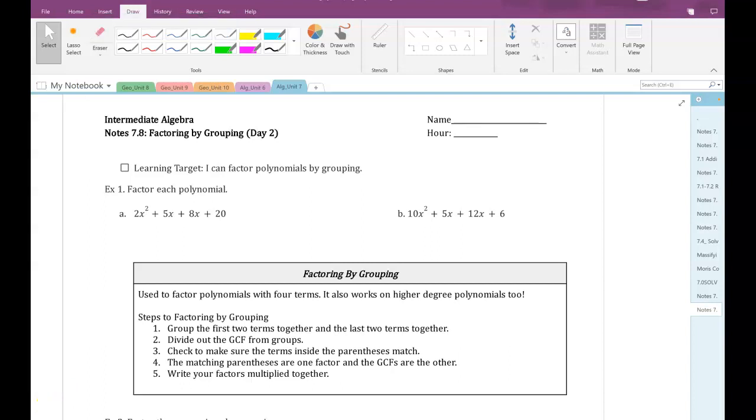We're doing day 2 of this. The first 2 problems are just review from what we did on Friday for our notes. So I'll kind of walk us through a little refresher on how to do factoring by grouping.